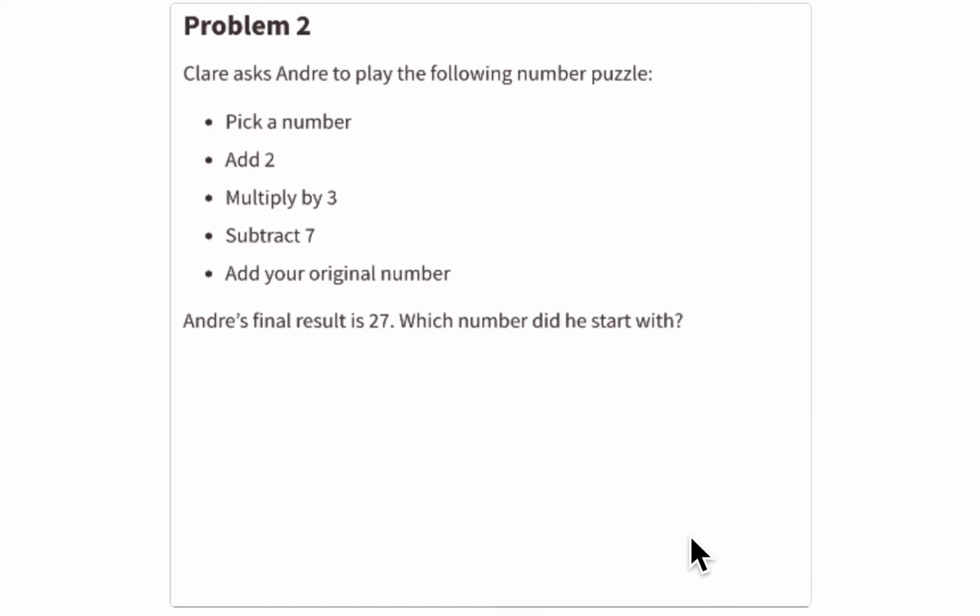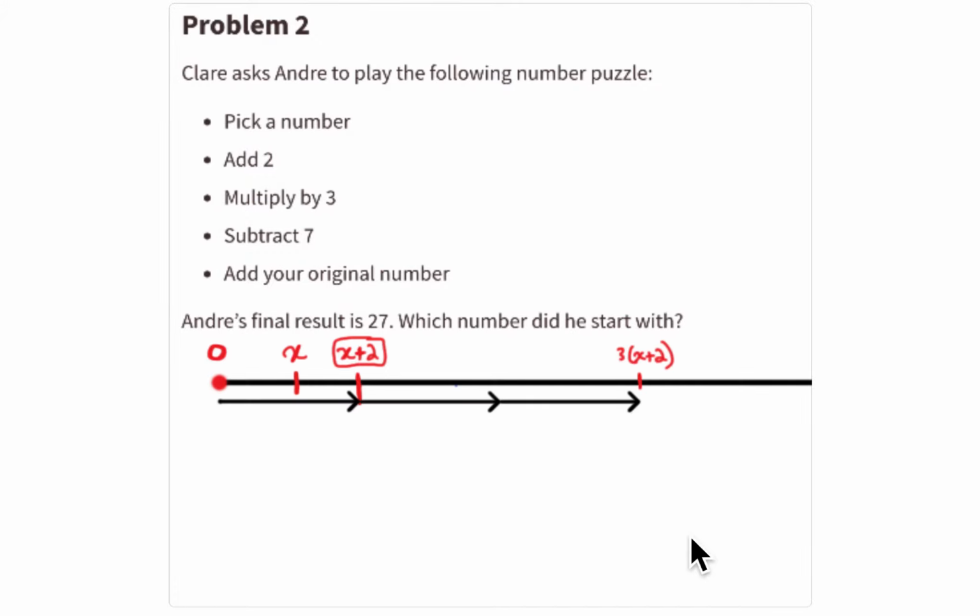All right, so to make a drawing of this problem, you just start out. I'm going to start at 0, and it says pick a number, that's x. So here's x right here. I don't know what it is. I'm just going to put it on the number line. And then I'm going to add 2 to that, and then multiply that by 3. So I'm going to have 3 times x plus 2. So I'm going to have 3 of these: x plus 2, x plus 2, and x plus 2.